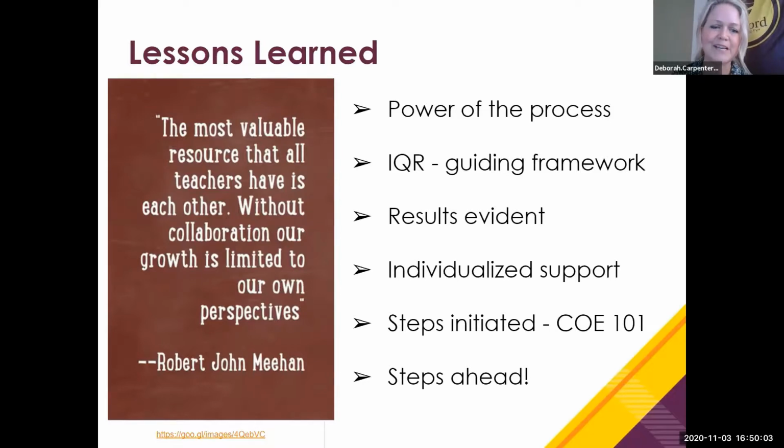So in terms of steps initiated, we realized through analyzing this data that we needed a repository of resources to support the work of the mentor and the growth of the mentee. So a couple of years ago, we developed a site called COE 101, Community of Educators 101, and it essentially is a repository of resources.